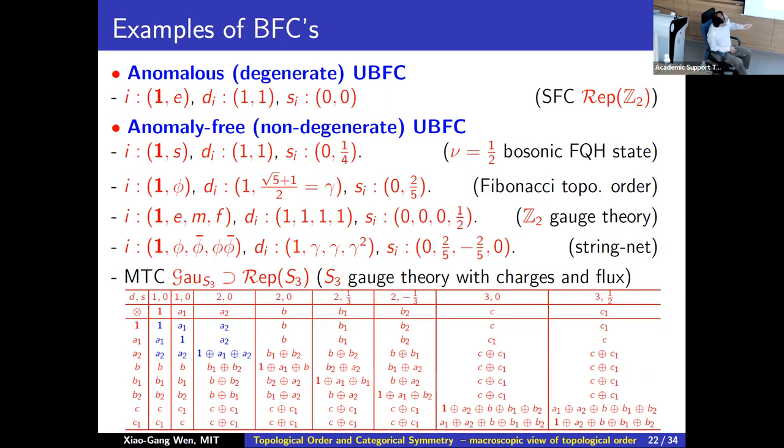And this one is anomalous because, using topological spin, I think we can construct a theta ijk. If I remember correctly, it's something like si plus sj minus sk. So if you know the topological spin, you can construct these mutual statistics. And also, from topological spin, you also have the self statistics.